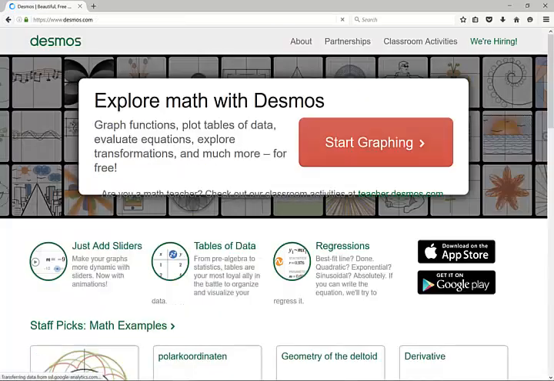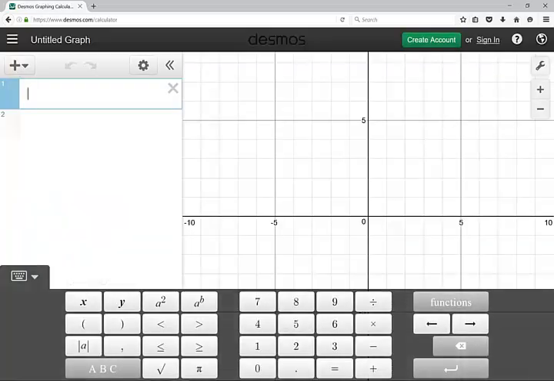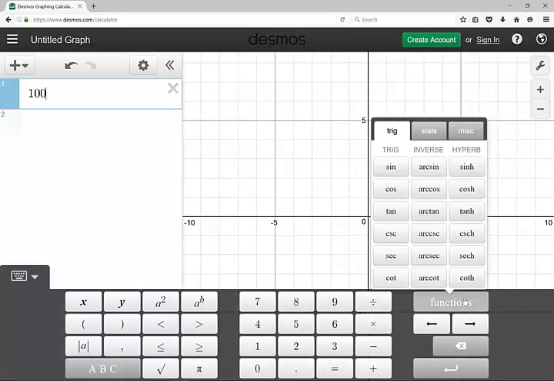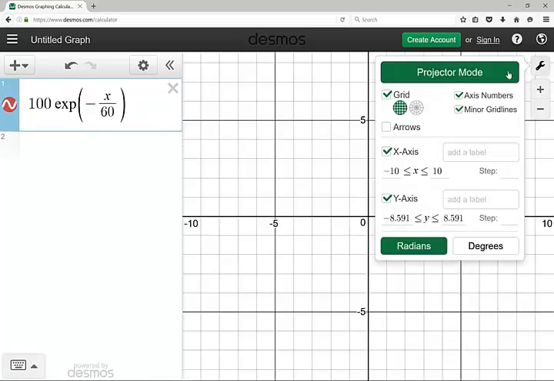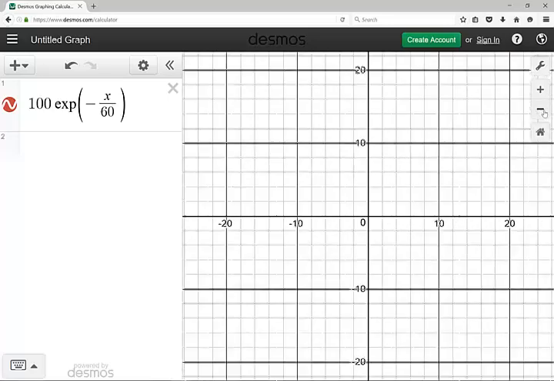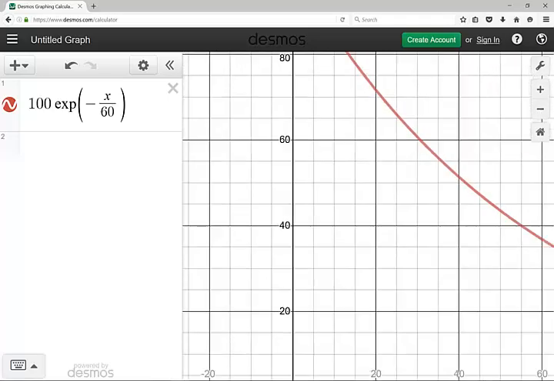Come on, graph it to me, you hippie. Start graphing. There we go. So 100 e to the negative x divided by 60. And give it the old projector mode and zoom out a ways. Of course, there you go.